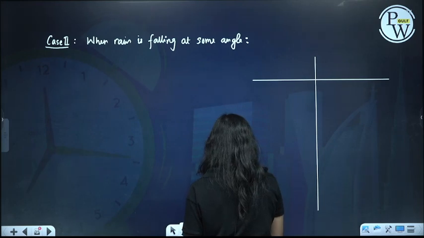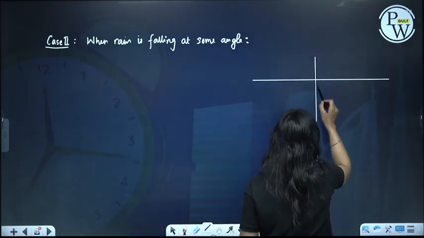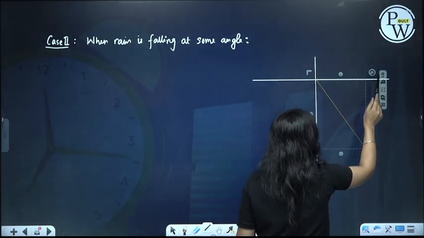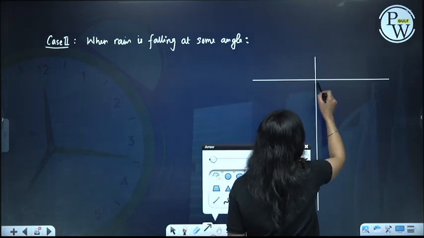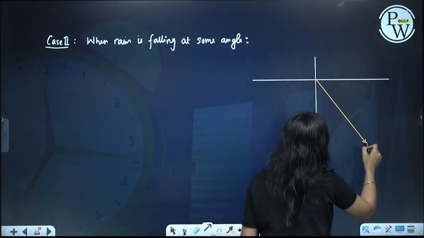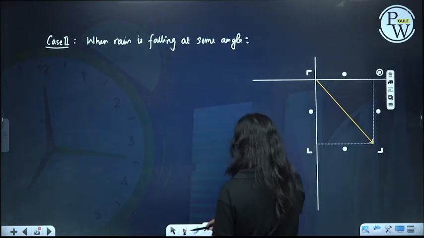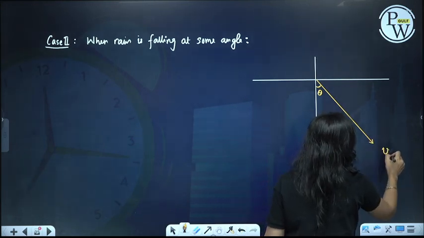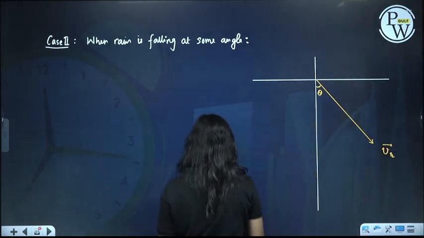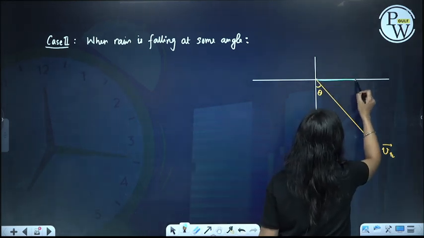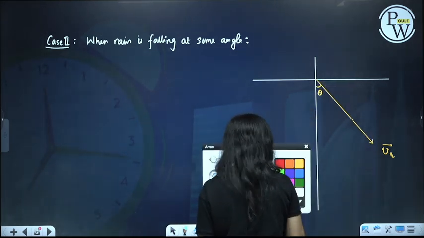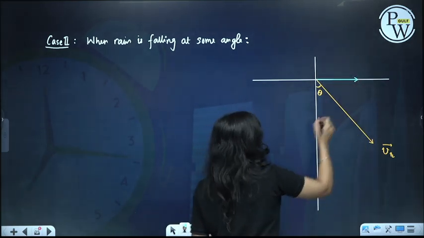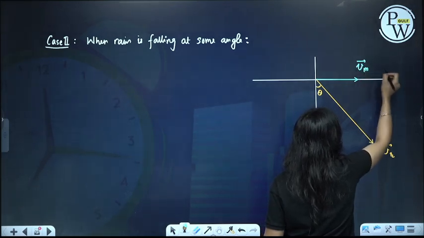Now let us draw our velocity. This is the velocity of rain. Rain is coming at some angle theta with the horizontal. This is my velocity of rain. Now man is moving in this direction with some velocity Vm.